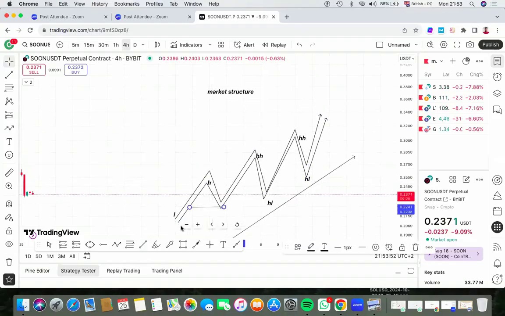Look at this low here. We can also refer to it as a low, okay? But this low compared to this low here is lower. So we won't be referring to this new low as just a low. It has to be a higher low, because this low is higher than this previous one, okay?